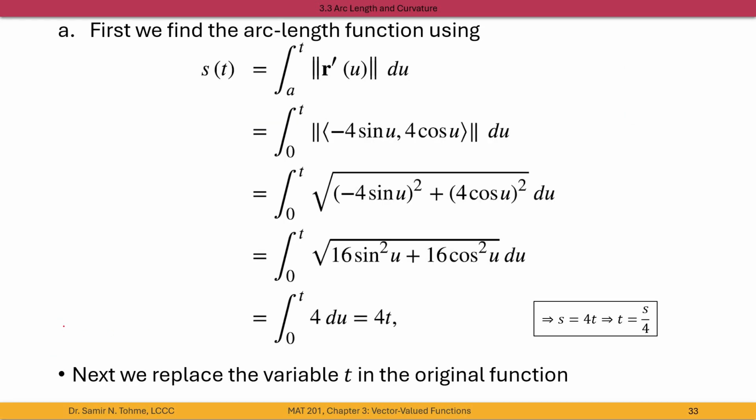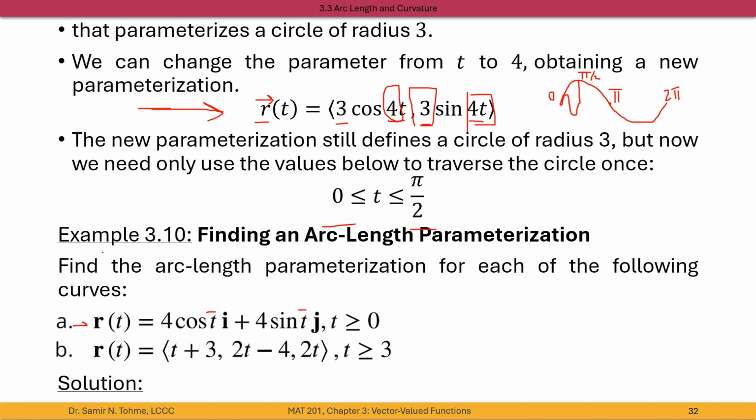Let's start with the first vector function. Find the arc length parameterization for each of the following curves. Let's start with part A. In part A, given that the vector function r is equal to 4 cosine t i plus 4 sine t j for t greater than or equal to 0.